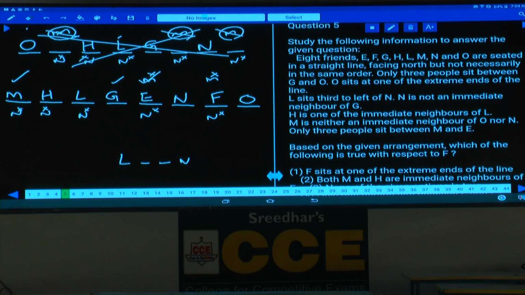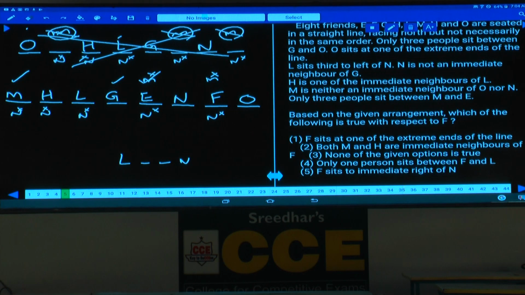Then coming to question number 5. Based on the given arrangement, which of the following is true with respect to F? Now F is here. F sits at one of the extreme ends of the line, that is false because F is second from the right but is not at the extreme end. M and H are immediate neighbors of F, that's also ruled out. And choice 4, only one person sits between F and L. How many persons are in between F and L? There are 3 persons but not 1. And F sits to the immediate right of N. That is definitely true. Then what is your answer here? Choice 5.